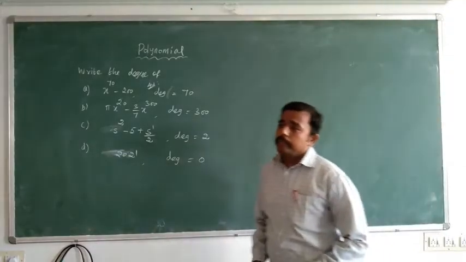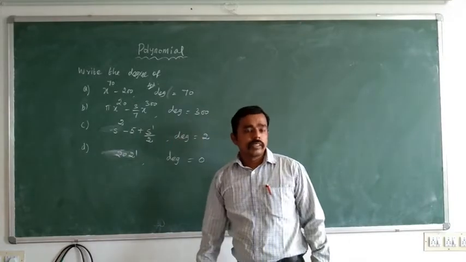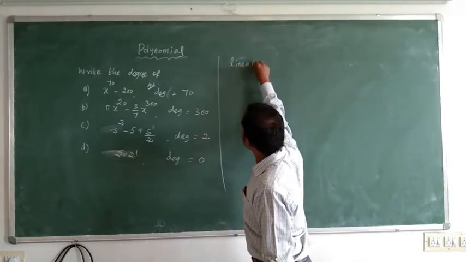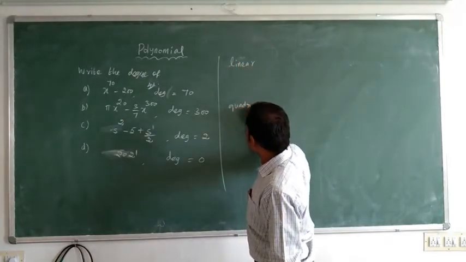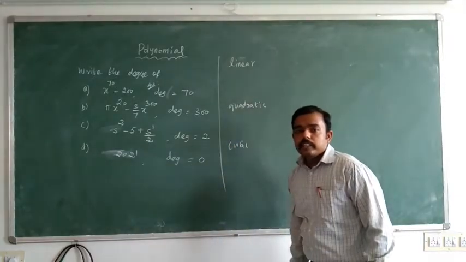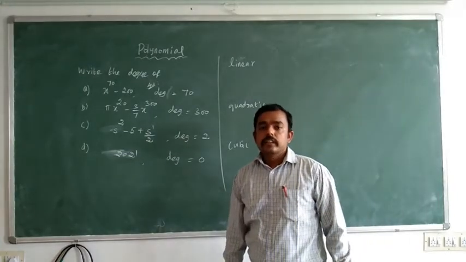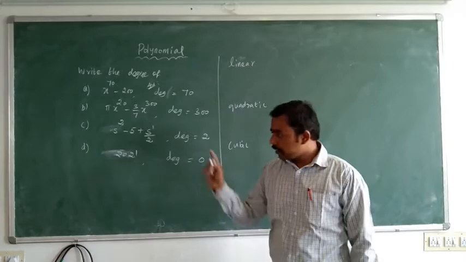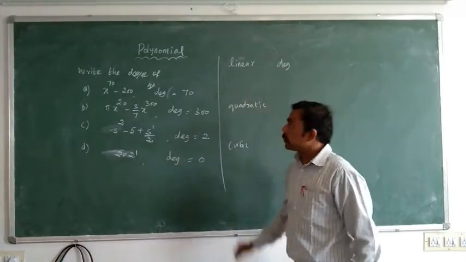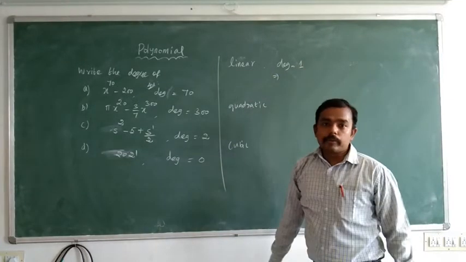We are going to give the names linear, quadratic and cubic. Linear means we are going to check the power term of this expression. The power term, that is degree 1. Degree of the given expression is 1, meaning we can tell it's a linear polynomial.